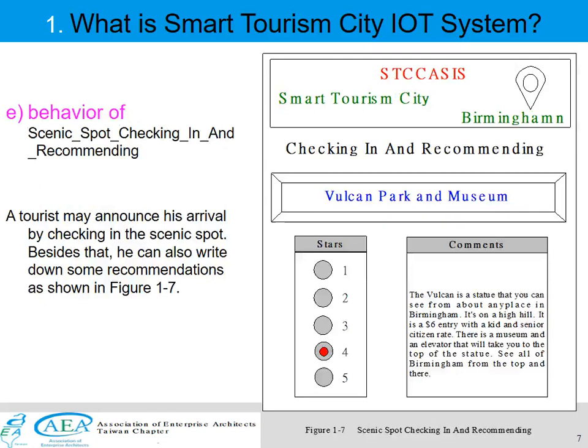The last behavior is the fifth one. Once a tourist visits the scenic spot, he can check in. Also, he can make some recommendation about this scenic spot, as shown in Figure 1-7.